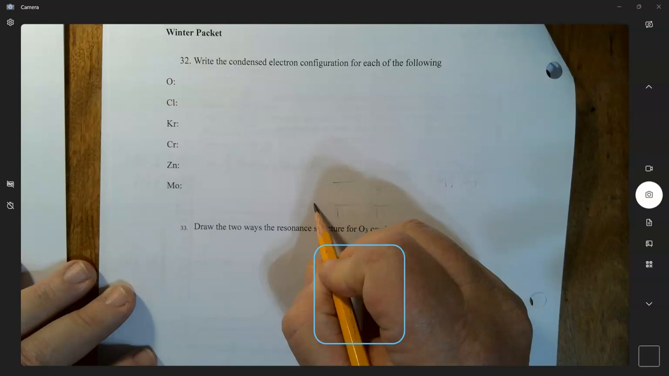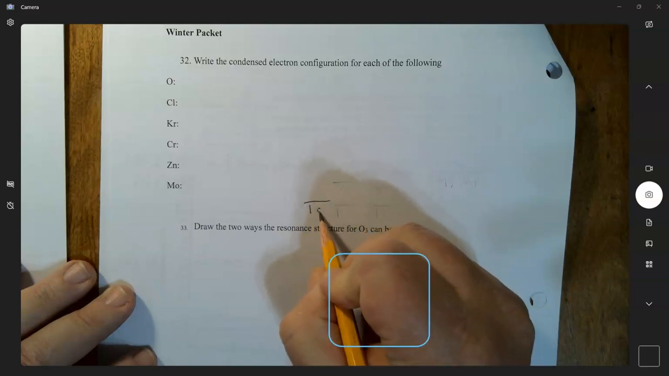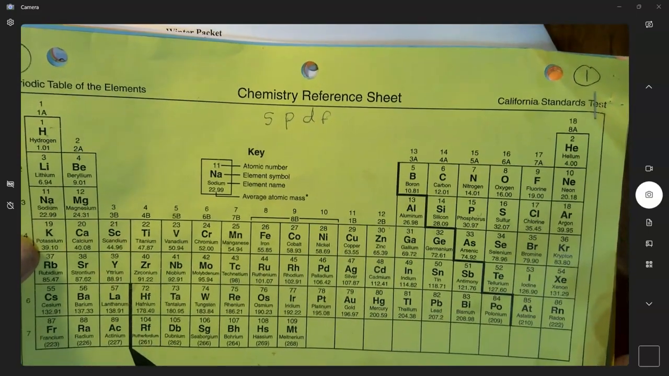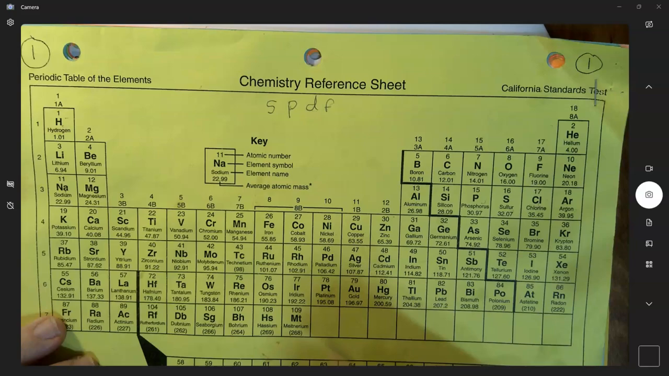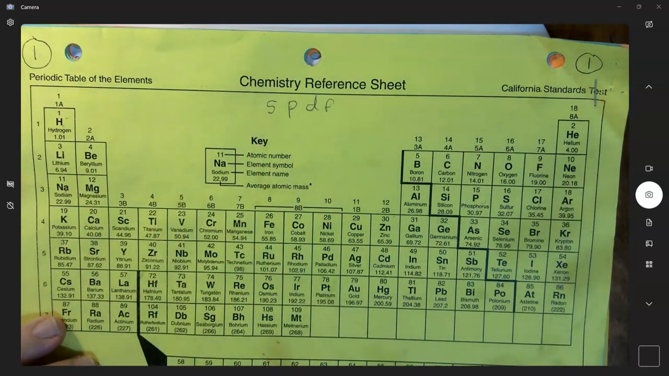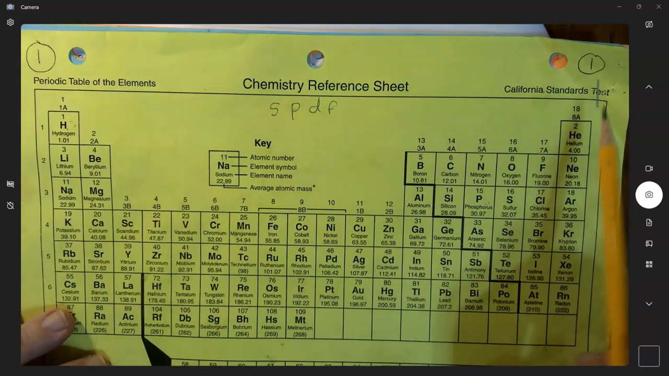subshell. So we're going to start here, and we have the 1s subshell. So again, the way you do this is, I'm going to put this down, you read this like a book. So the 1s is everything here in the first row. That's the only subshell it has, an s. So it's 1s, and it can hold 2 electrons.